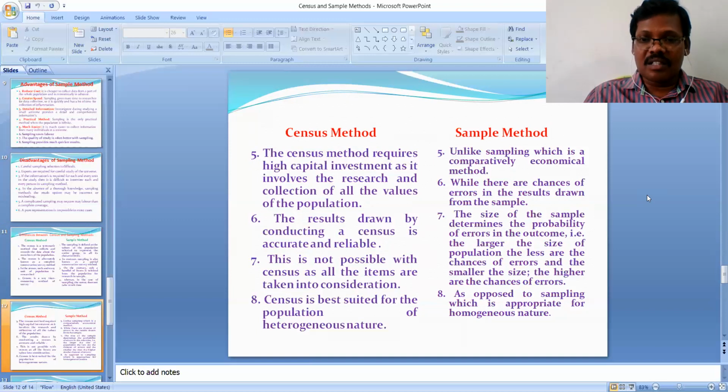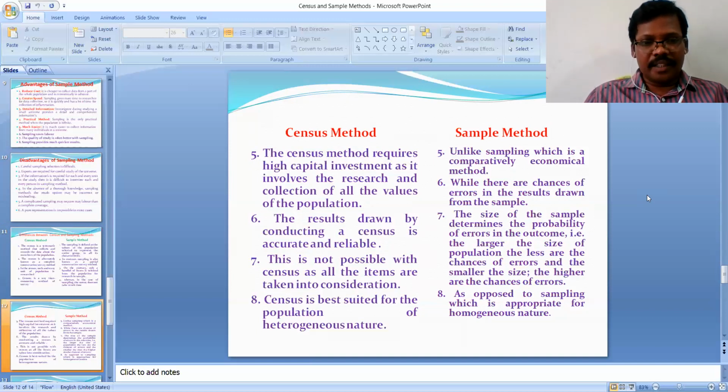That is, the larger the size of the sample, the fewer the chances of errors, and the smaller the size, the higher the chances of errors. But with the census method, we cannot see such errors.